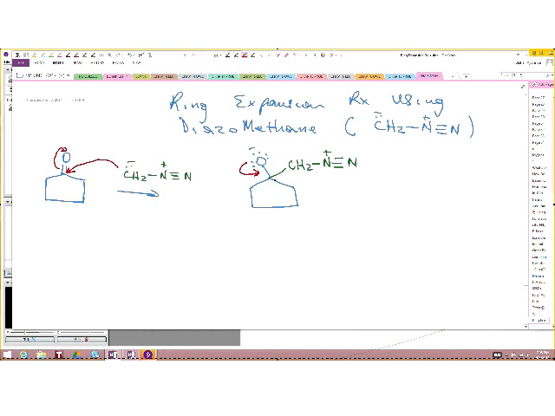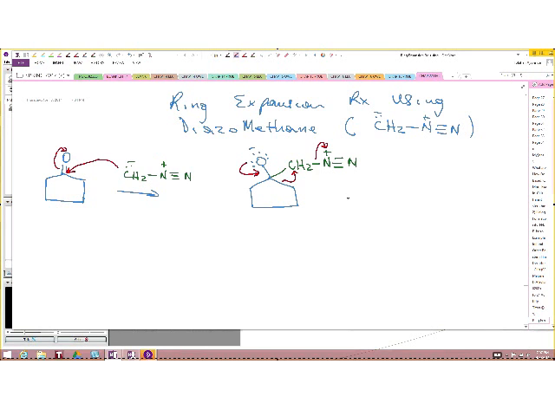Okay, so we want to reform the carbonyl. Of course we know carbon can only have 4 bonds, so one of these bonds will break, and when it breaks, it comes in here and attacks that carbon. The reason why that is possible is because this part of the molecule here is nitrogen, and you know nitrogen is a very stable molecule, so nitrogen will just be kicked out of the molecule, and then you have your ring expansion.